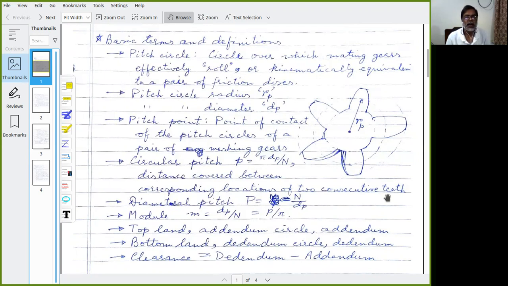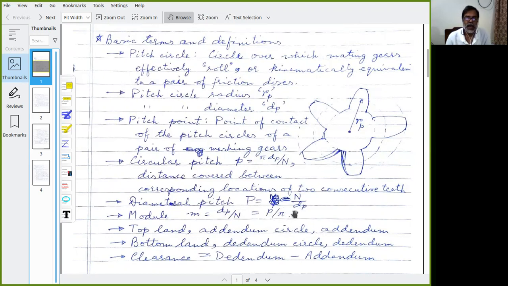Okay? So if you get rid of this pi, then that is called the module, and the reciprocal of the module is the diametral pitch. Okay? So the circular pitch and module are in length units, millimeters kind of thing. Diametral pitch is basically the number of teeth per unit diameter. This is a very awkward term, but it is called that.